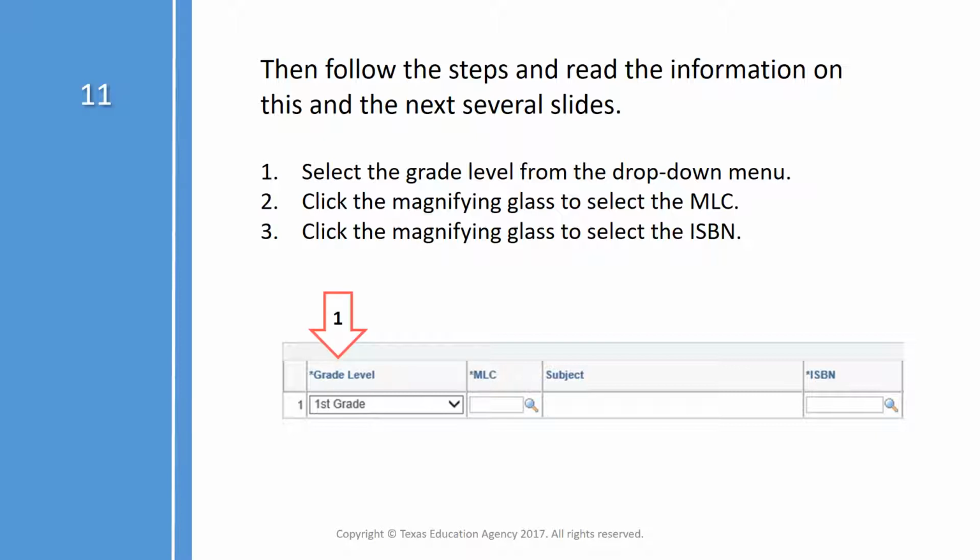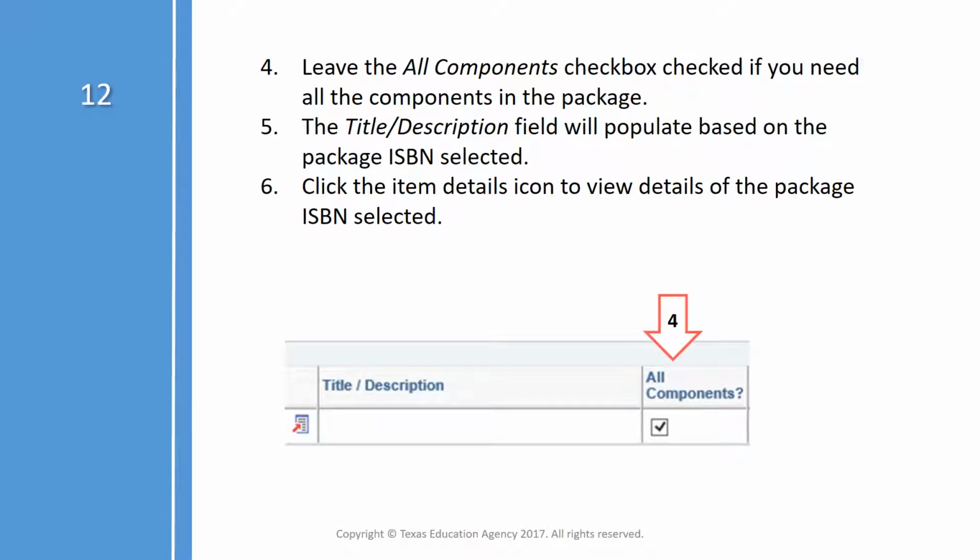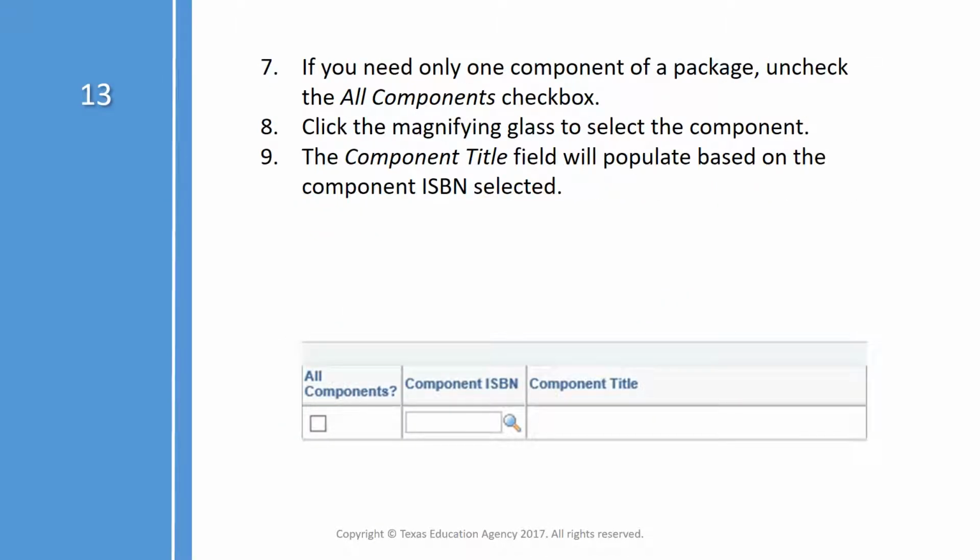Select the grade level from the drop-down menu. Click the magnifying glass to select the MLC. Click the magnifying glass to select the ISBN. Leave the All Components checkbox checked if you need all of the components in the package. The title description field will populate based on the package ISBN selected. Click the Item Details icon to view details of the package ISBN selected.